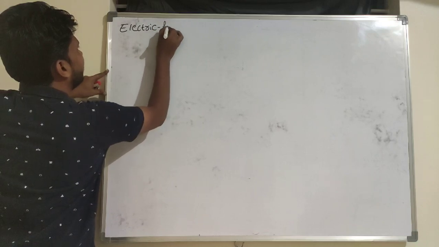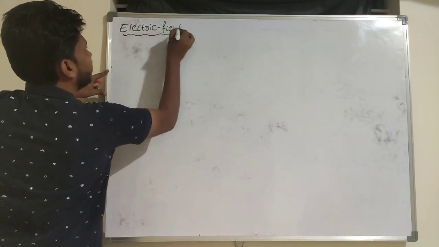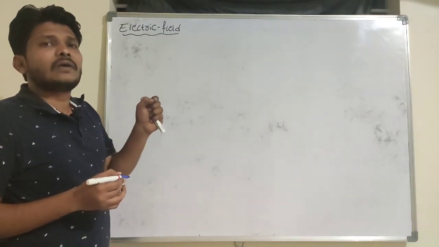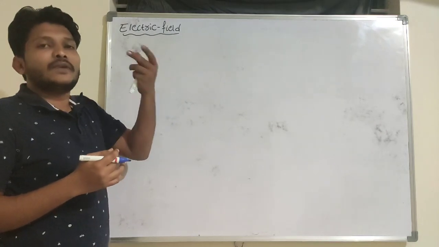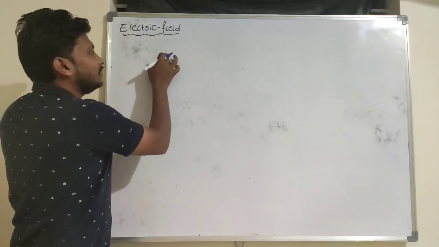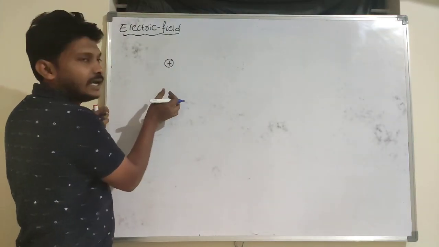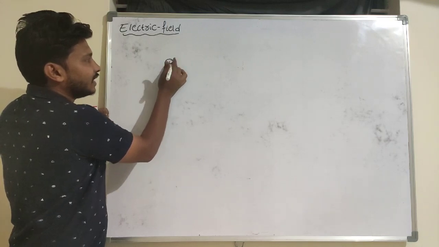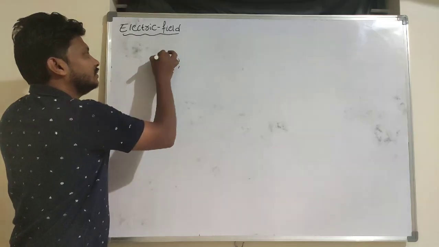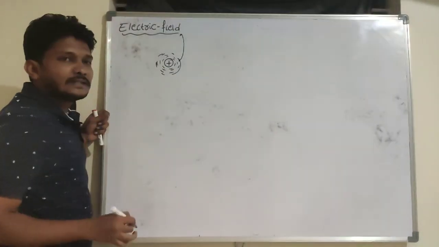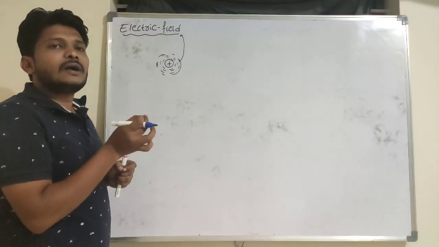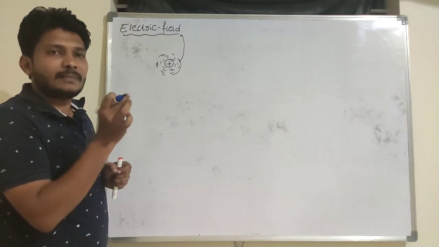So what is the electric field? Generally, the electric field is the region around a point charge within which influence can be experienced. For example, this is one point charge. Around this point charge it influences a certain area. If this is a positive charge, its influenced area is up to this much. This influenced area I am going to name the electric field.